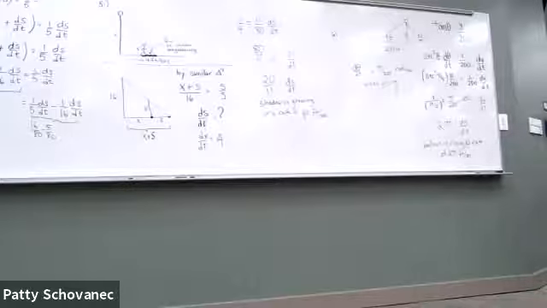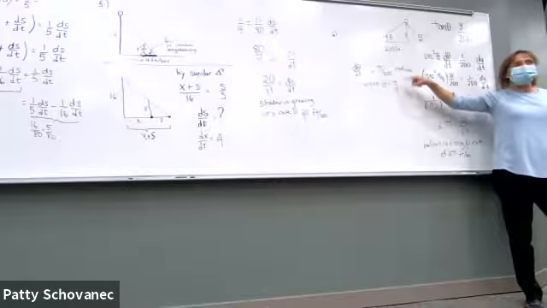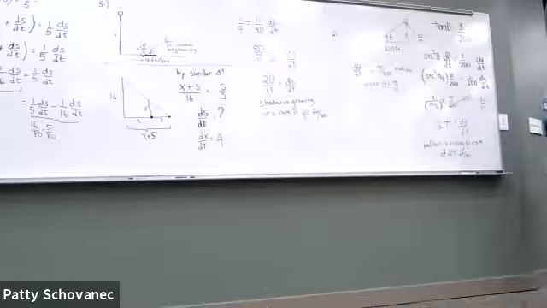Where did pi over 4 come from for theta? I gave that to you. It was given in the problem. Okay, the angle changes at some particular instant. All good? All right.